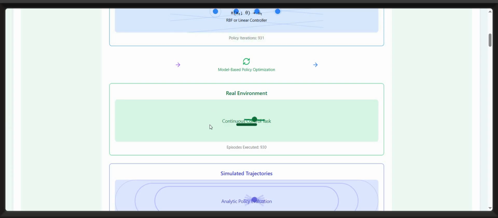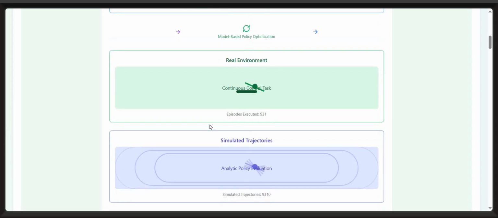system behaves. And speaking of the real world, this part here shows the actual environment where the agent is tested. So we are not just training in simulation forever. Once the policy looks promising, we try it out on the real system. This could be anything from a pendulum to a robotic arm.